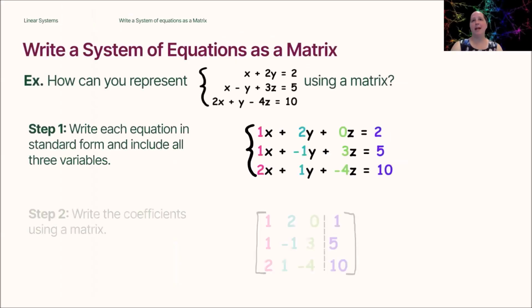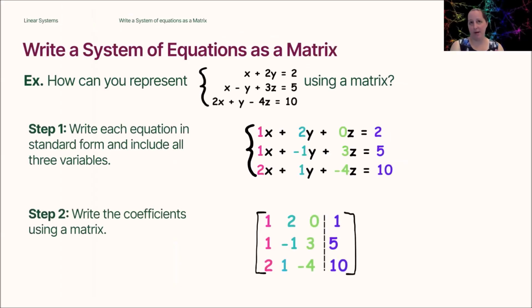So how can you represent x plus 2y equals 2, x minus y plus 3z equals 5, and 2x plus y minus 4z equals 10 using a matrix? So the first step is writing each equation in standard form and including all 3 variables in all 3 equations. If you notice that first equation, x plus 2y, there is no z variable. I'm going to add it in by saying 0z, because there's no z there.